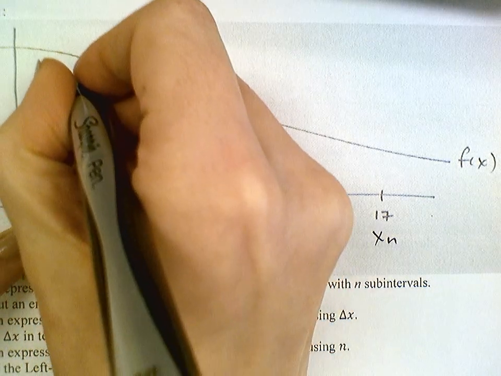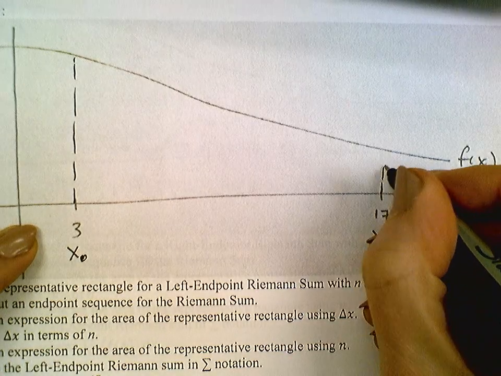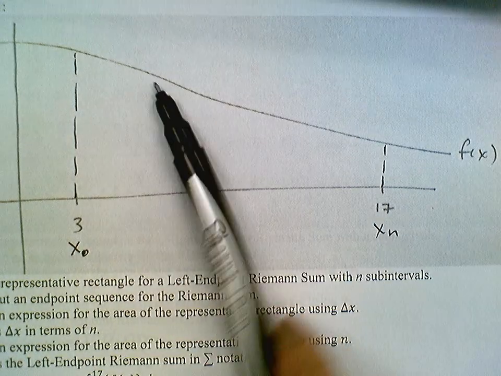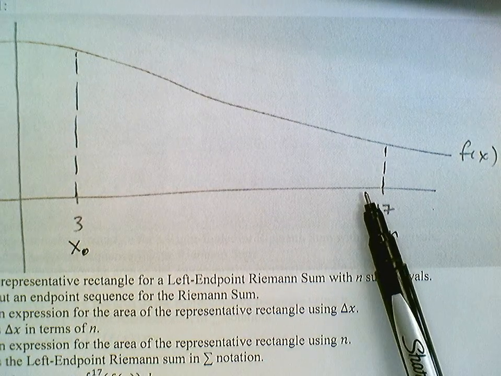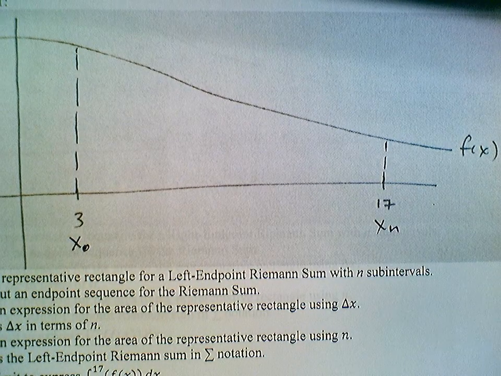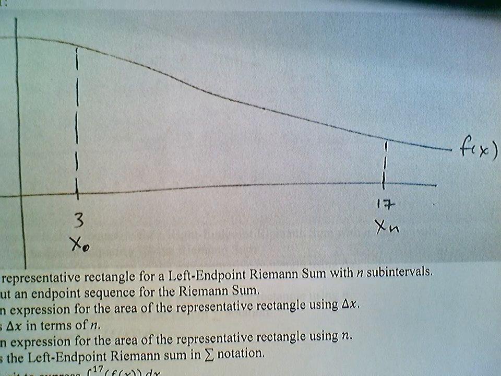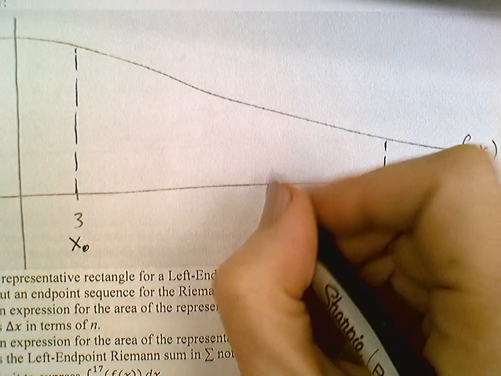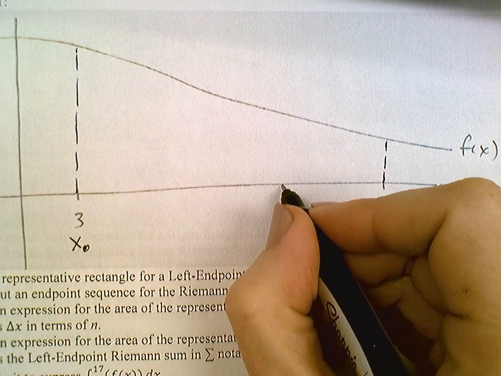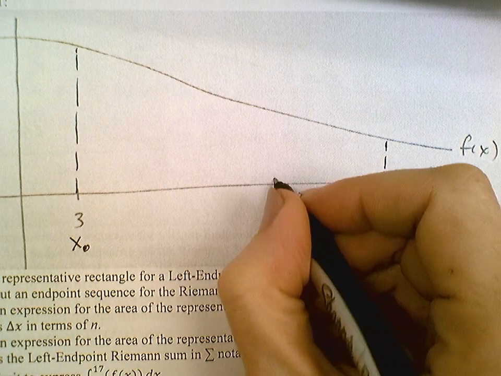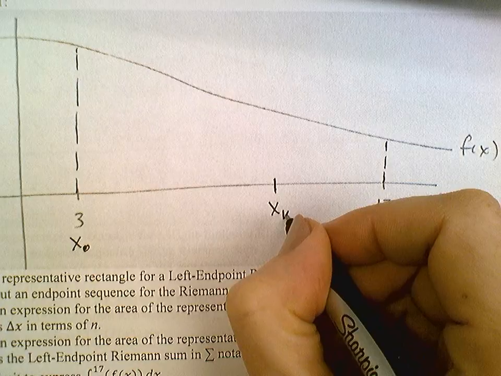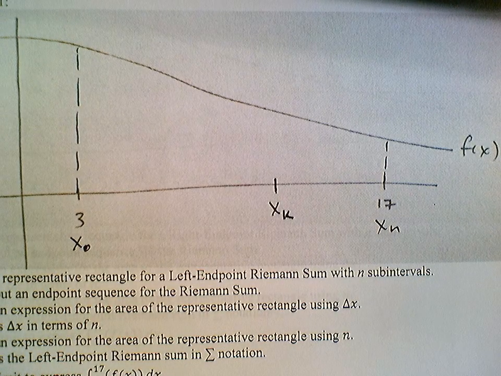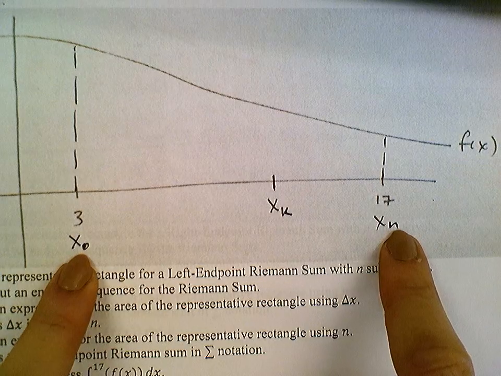And now the area that we want to estimate, that we want to use rectangles to estimate, is this area here. So they want you to draw a representative rectangle for a left endpoint Riemann sum. So this is how you do it, guys. You go like right about here, a little more than halfway. I'll call this x sub k. And k is any integer between 0 and n.